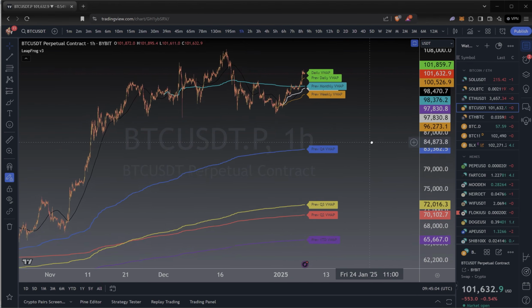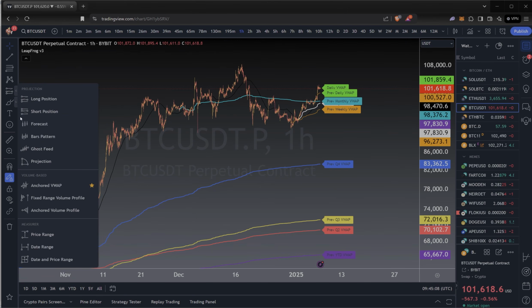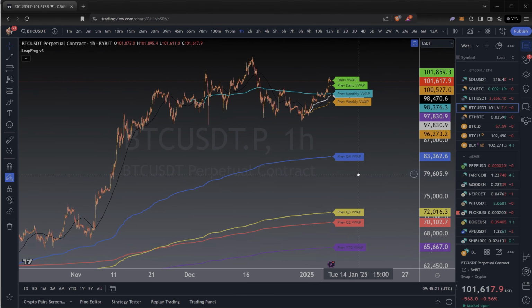But if you do the backtesting with LeapFrog and with anchored VWAPs, you could always use this anchored VWAP drawing tool on the left to draw your own VWAPs, but you don't want to do that when you're going over like dozens of crypto charts. You need a tool like LeapFrog to auto generate things.